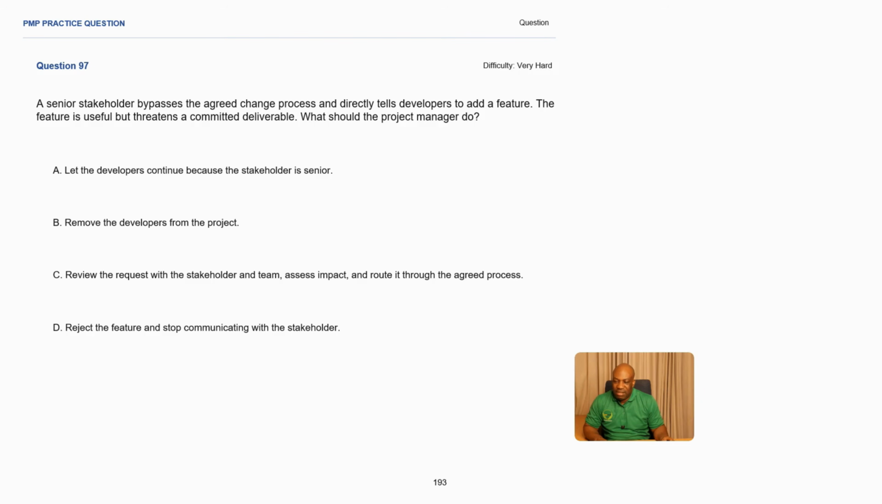Practice question number 97. A senior stakeholder bypasses the agreed change process and directly tells developers to add a feature. The feature is useful, but it threatens committed deliverable. What should the project manager do? So we have a stakeholder who is bypassing agreed change process and is just going to tell developers to add a feature. So A, let the developers continue because the stakeholder is senior.